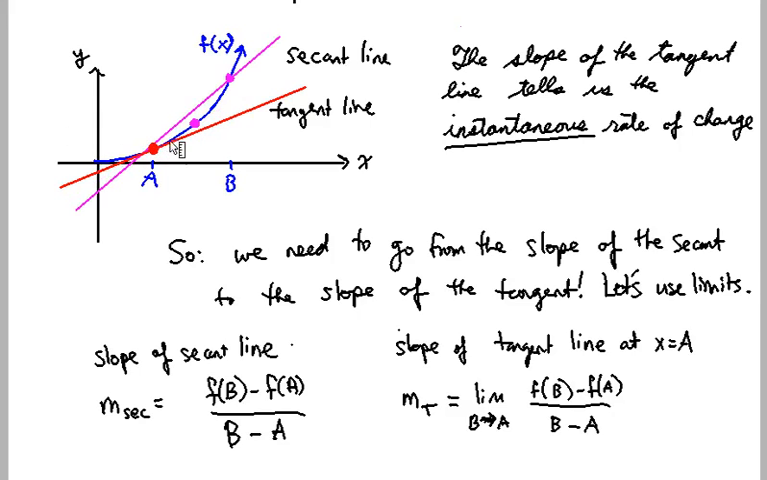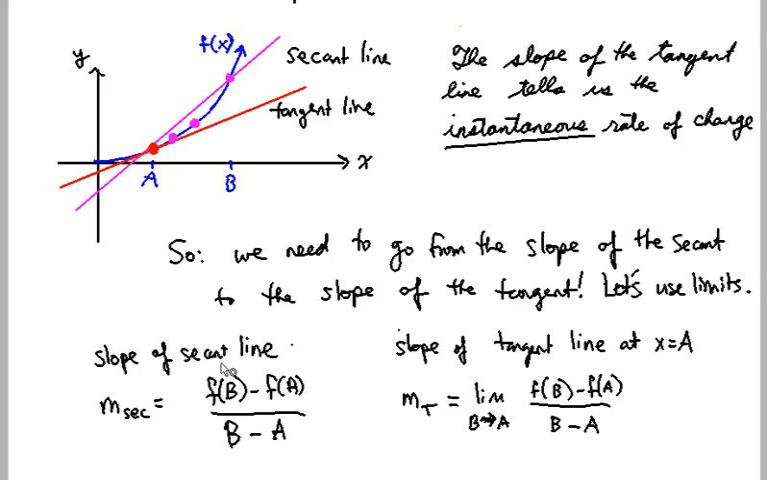What if I move the point B closer? If I move it closer, now I'm getting very close to my tangent line. Now I have a line that goes through those 2 points like that. You can see my line is getting closer to the tangent line, and that's what I want to do. I need to go from the slope of the secant line to the slope of the tangent line. And we're going to be able to do that by using limits.